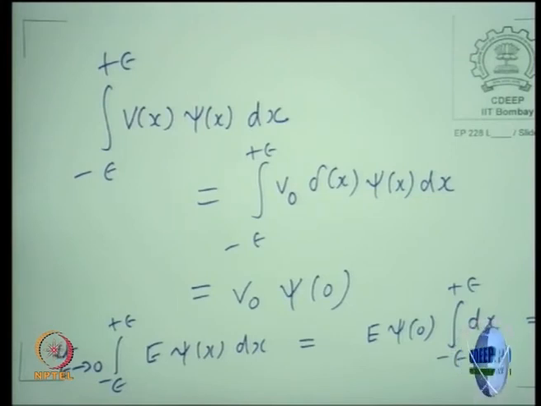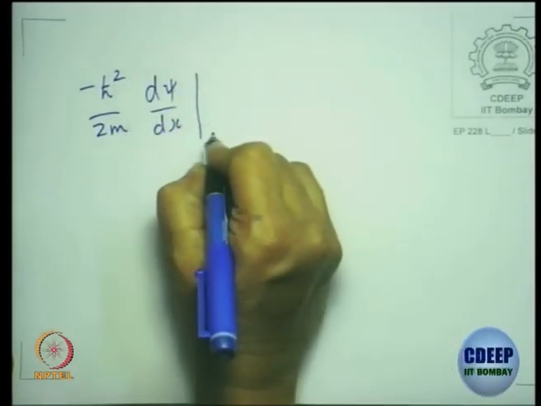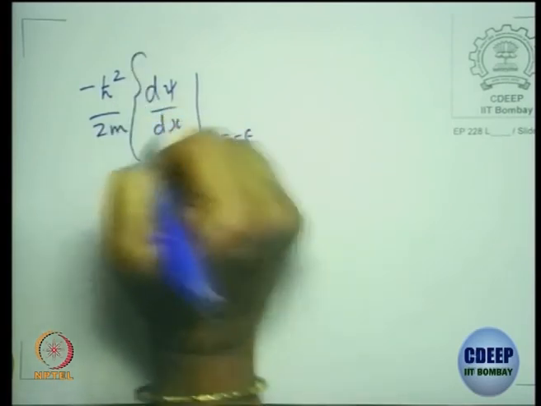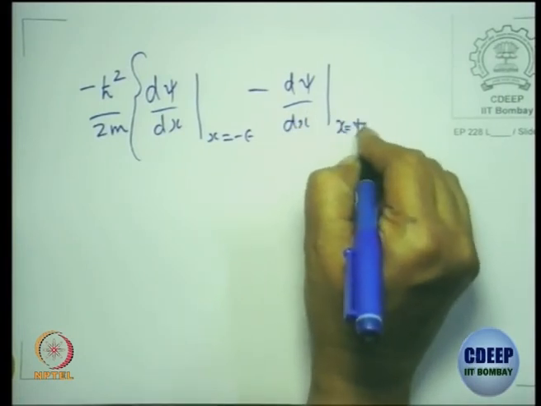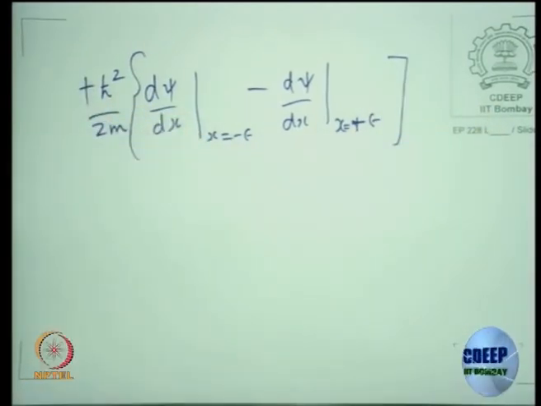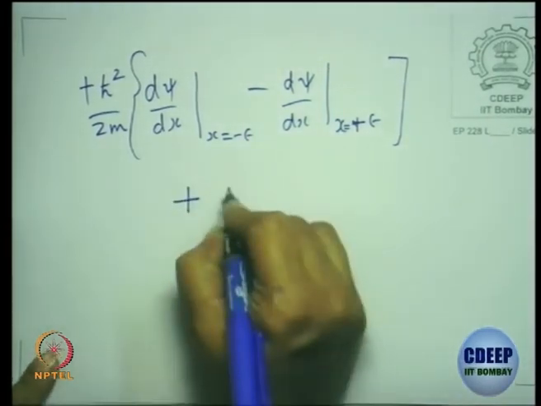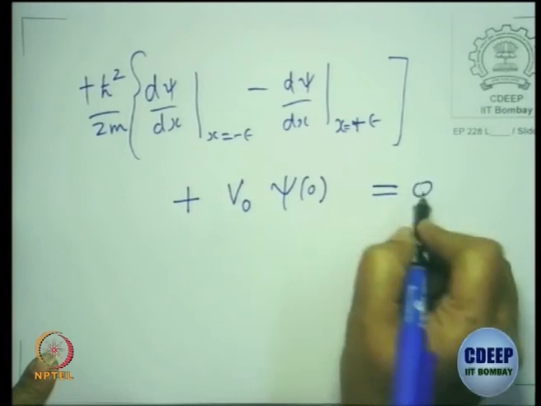So in the context of delta function potentials, we can try and tell: minus ħ squared over 2m, dψ/dx at x equal to minus epsilon minus dψ/dx at x equal to plus epsilon, or the other way round. So you can remove the minus sign and make it a plus sign here. Okay, it will be plus V naught ψ of 0 equal to 0.